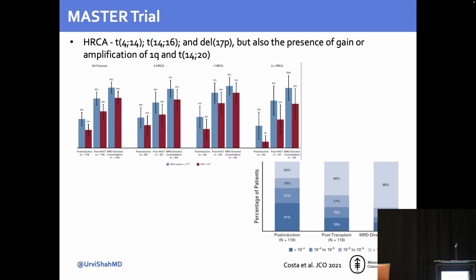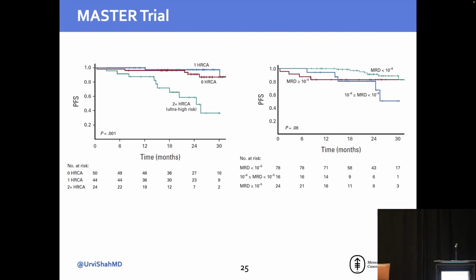And if you see the graph on the right at the bottom, you can see that with each different therapy, there were more patients reaching this MRD negativity state. What they did show was the PFS, or the progression-free survival, for patients who had 0 or 1 high-risk cytogenetic abnormality was not any different at about 30 months, but those who had 2 high-risk tended to progress or have a different progression-free survival.